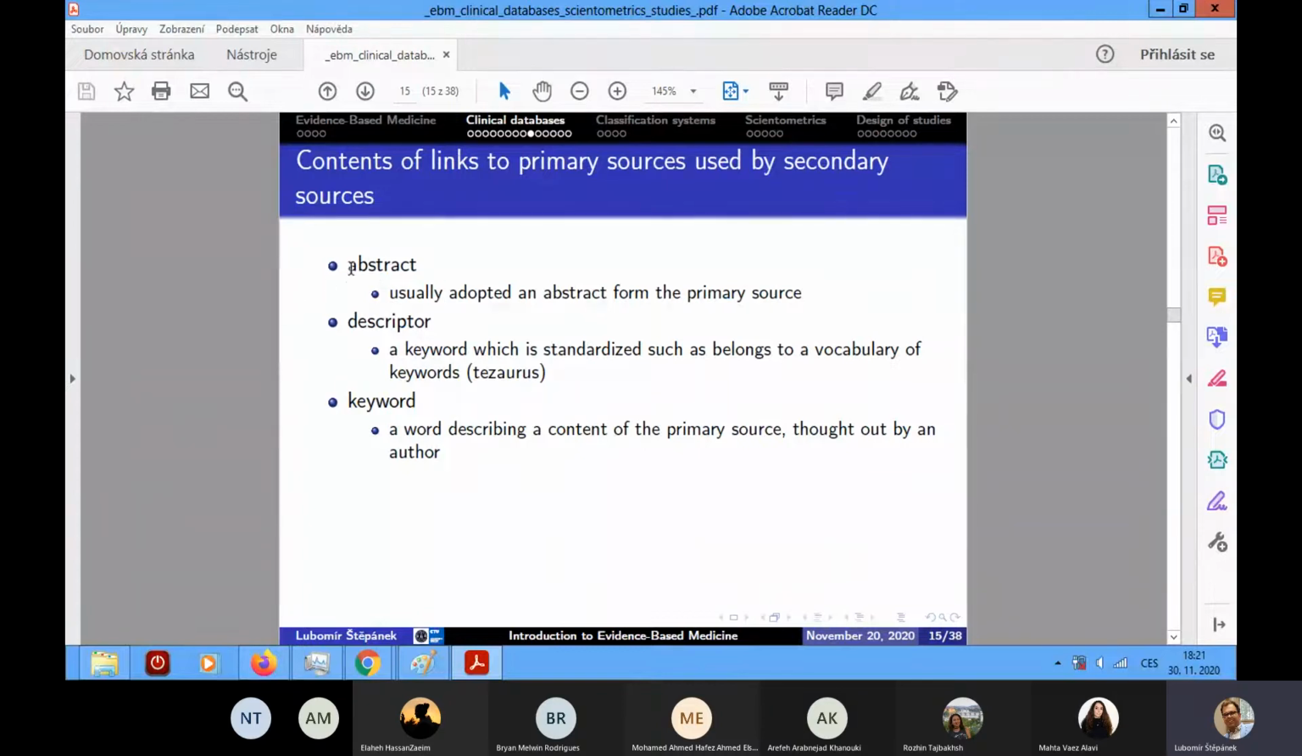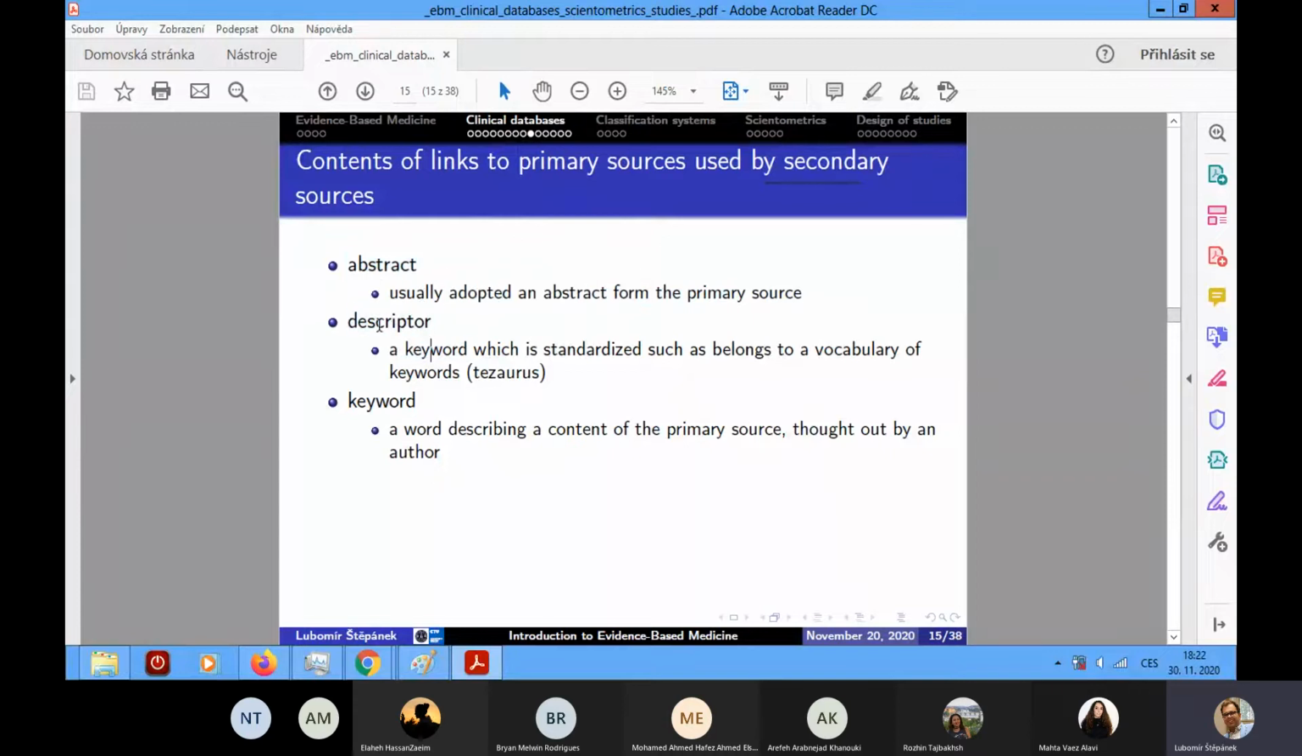In other words, if you try to squeeze your paper into several sentences, you pick out the most important parts and points about your paper, and they should be included in the abstract. So the abstract is something very condensed and fruitful, a text which should describe your paper very well using only several sentences. That's why it can describe the primary source in a relatively fine way. So this is the abstract.